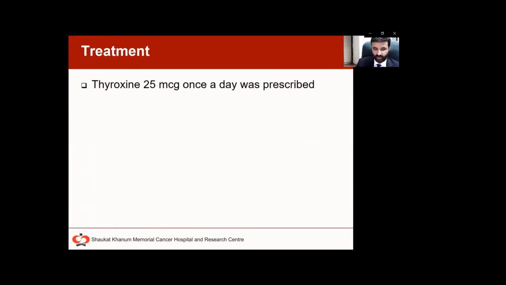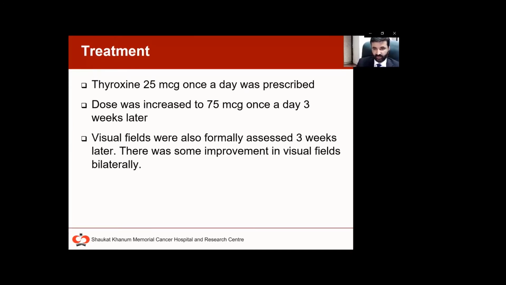The patient was prescribed thyroxine 25 micrograms once a day. The dose was then increased to 75 micrograms once a day 3 weeks later. The visual field assessment at that time, most importantly, did not show any worsening of the visual fields. The improvement was not really noticeable at that stage.